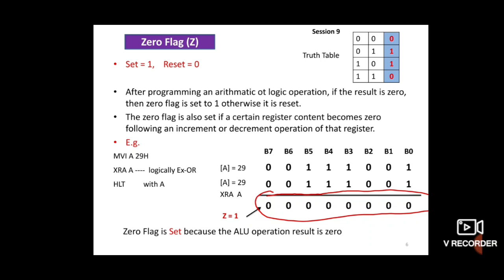Understood, student? How is the zero flag set or reset? If the total result is 0, then the zero flag is set. If any one of these 8 bits is 1, then the zero flag is reset. Understood? That is how the zero flag is set or reset.